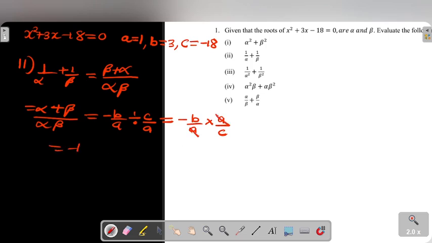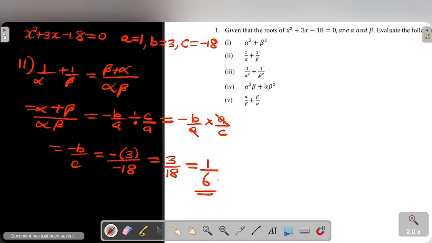So here we just have negative b over a. So I have negative, what is b? We have a 3. Then you divide by the constant, that is negative 18. So negative divided by negative, we have a positive. So we have 3 over 18. So 3 into 3, we have a 1, over 3 into 18, we have a 6 there. So the answer for that one is 1 over 6.